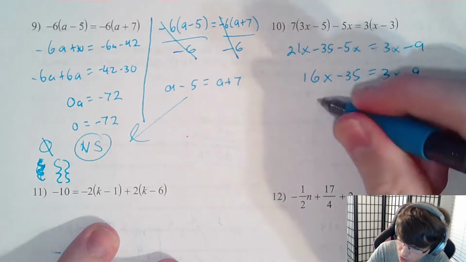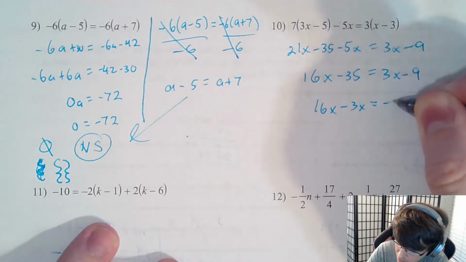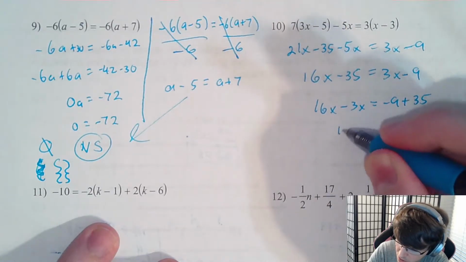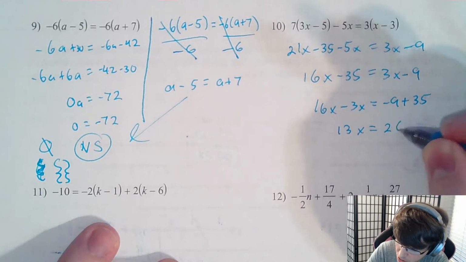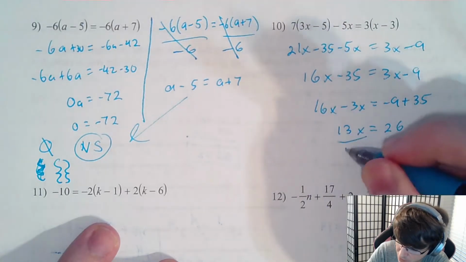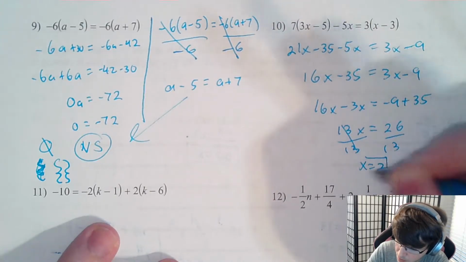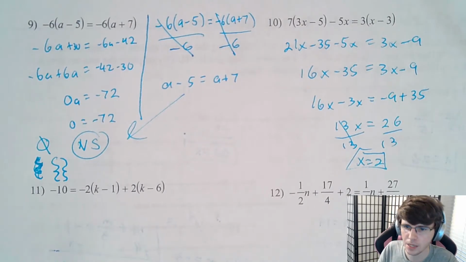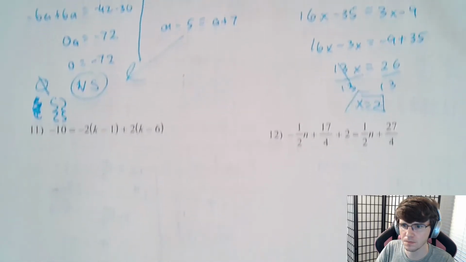Time for the switcheroo. 16x copied, 3x to the left. -9. Add the 35. 35 moved over. I probably did this question too fast, and I apologize, but it's kind of too late now. -9, 35 is 26, divided by 13. X is equal to 2. Beautiful. Woo. Let's keep it running. Keep it running for sure. We're sliding the paper on up.